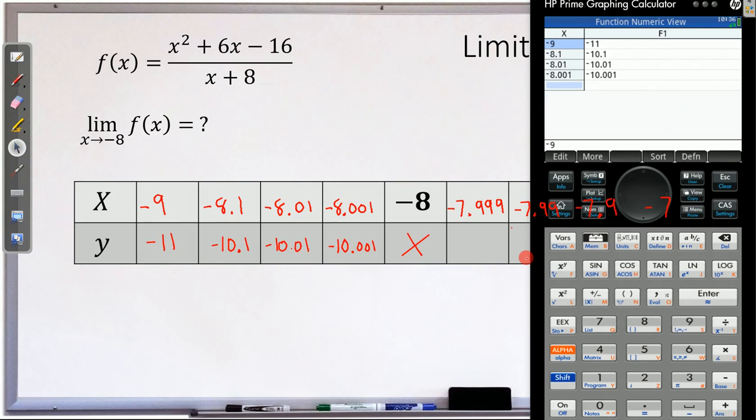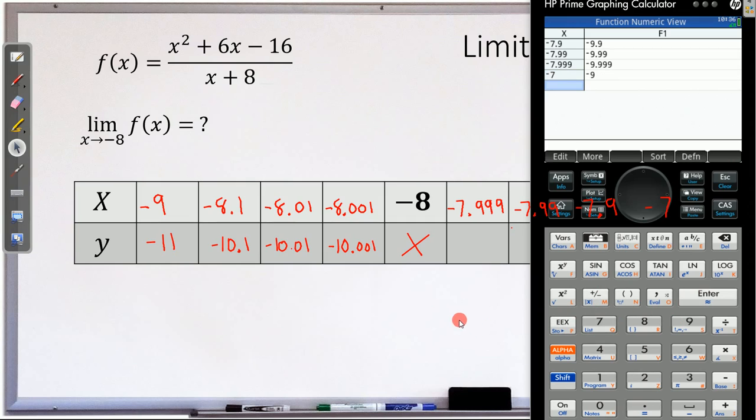So we've got negative, oops, let me pull up my, negative 7.9, negative 7.99, and negative 7.999. Well, I think I did want just plain negative 7, didn't I?